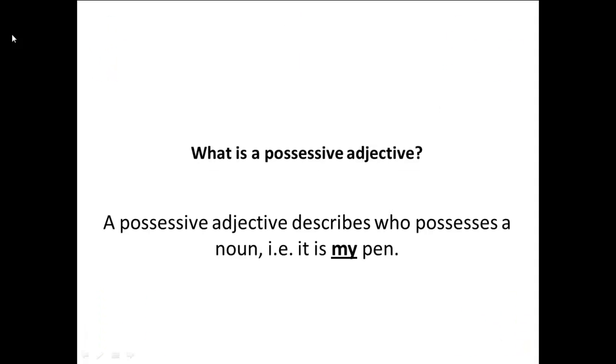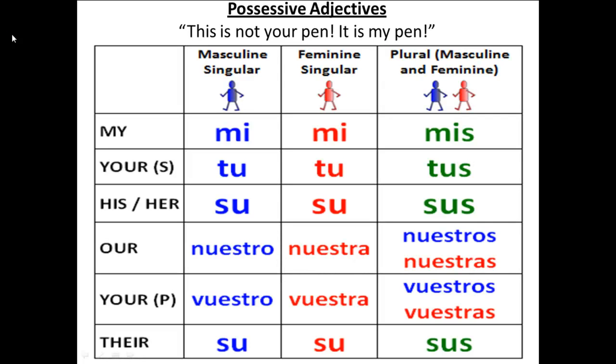What is a possessive adjective? A possessive adjective describes who possesses a noun, i.e. it is my pen, it is your pen, it is his or her pen, it is our pen, it is your pen, it is their pen. And here we can see all of the possessive adjectives in Spanish.